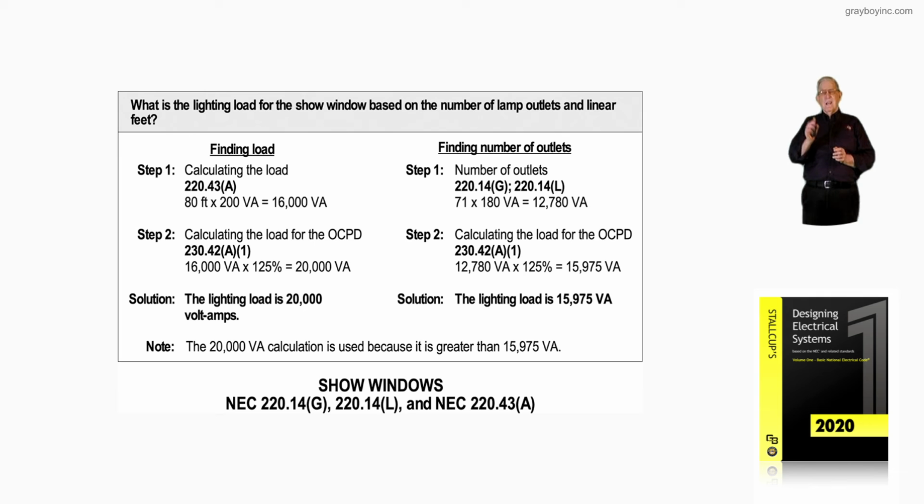But say that the calculation to the right, based upon the number of outlets, came up to 22,000, then it would be greater than the 200 VA per linear foot, so it would be used. So what is this saying? Use the larger between the two. Either the 200 VA per linear foot or the 180 VA per outlet times 125%, whichever produced the largest load. And that's what this illustration is illustrating.